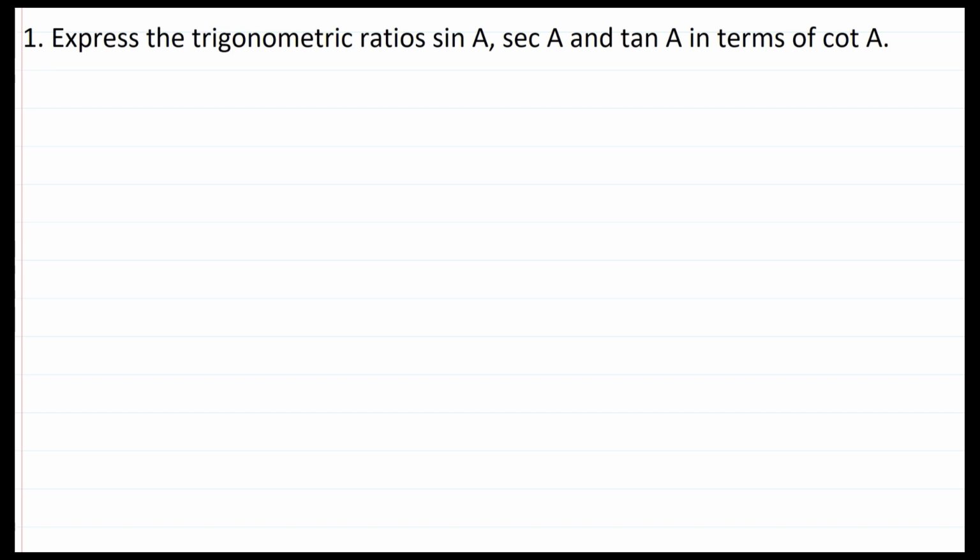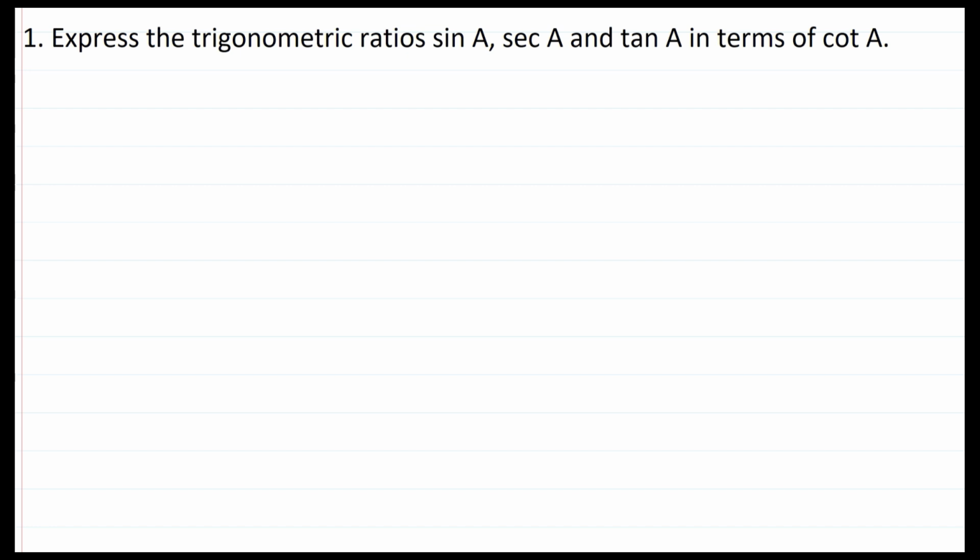Let's see question number 1 of exercise 8.3. We have to express the trigonometry ratios of secant A, sin A, and tan A in terms of cot A. It's a very simple problem because now we can use the trigonometry identities. Using the trigonometry identities, we can solve.